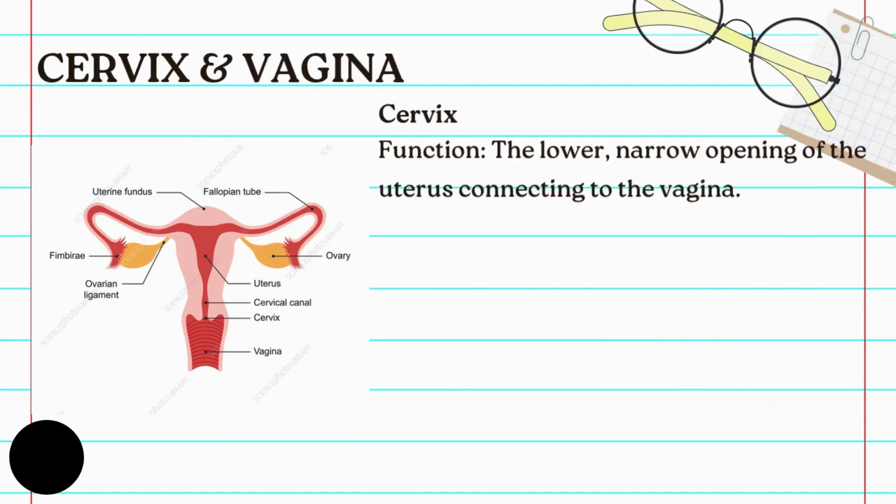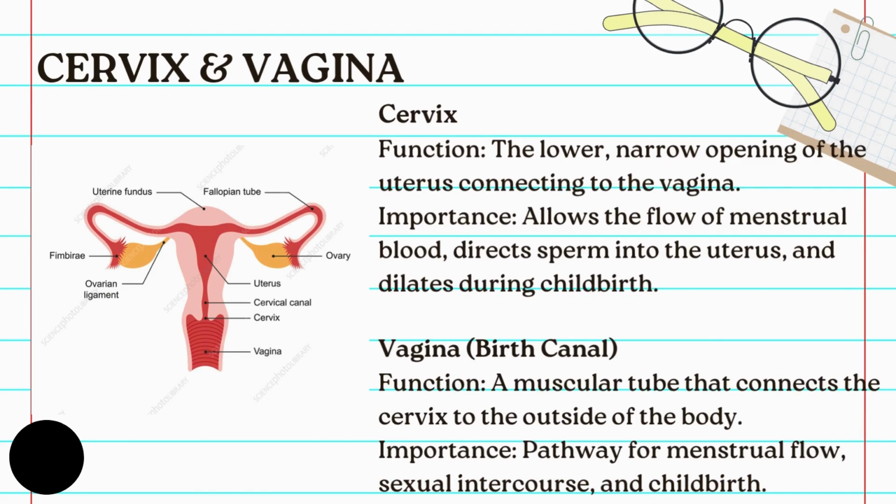And then we have your cervix. Your cervix is a small, narrow opening at the end of your uterus, leading into your vagina or birth canal. It connects your uterus with your vagina. It opens up into the birth canal.